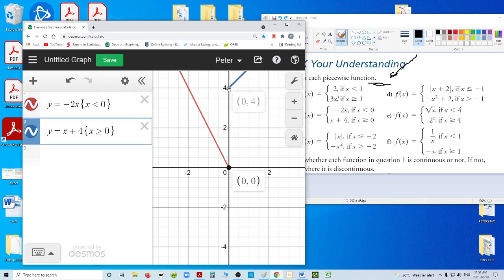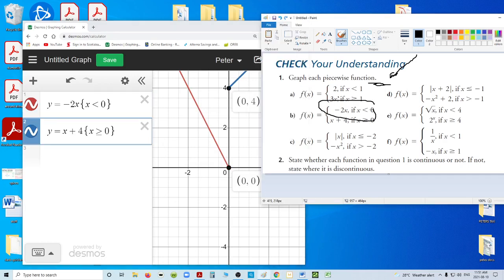And then at 0, 4, it's a solid circle. It's defined at 0, 4. However, it's not continuous. And it's very easy to see it's not continuous because when this line ends, y is going to be 0. And when this one ends, y is going to be 4. And how did I figure out that? By plugging the 0 into each of the formulas to figure out the y's. Let's look at this one.